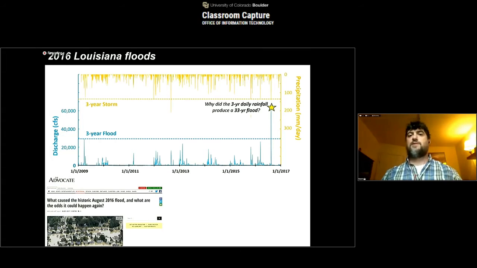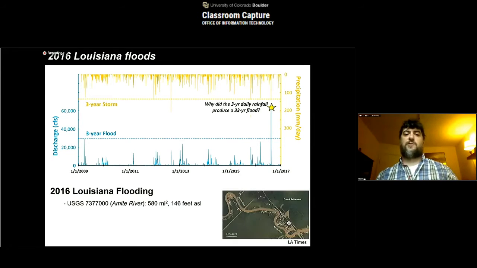So it's not as simple as saying, I know what the rainfall statistics look like and I can predict what the flood statistics look like. We need other inference to make sense. And mostly we need to understand the hydrology of the system, how much water there was that saturated the soil before that rainfall event fell, how big an area was inundated with water. This particular event in 2016, yes, it was the Amite River.